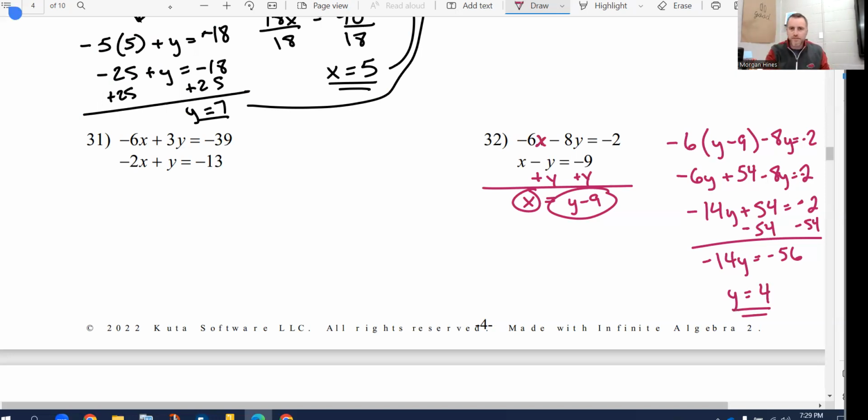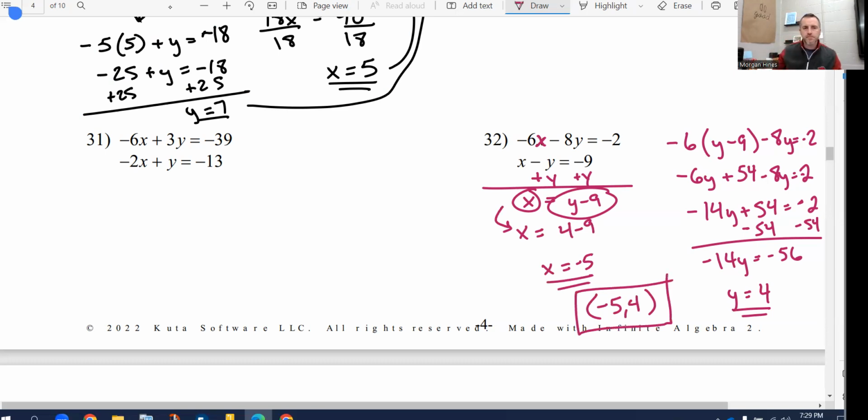So we just take that back over to this previous equation. Plug in. 4 minus 9 is x. X is negative 5. You can write it as an ordered pair. Negative 5, comma 4. That is our solution.